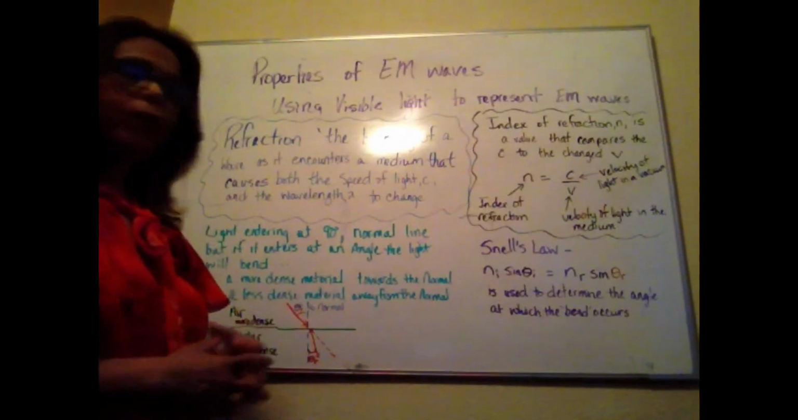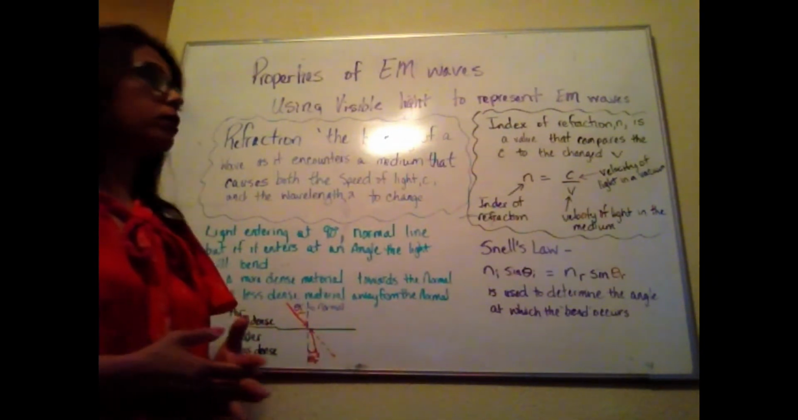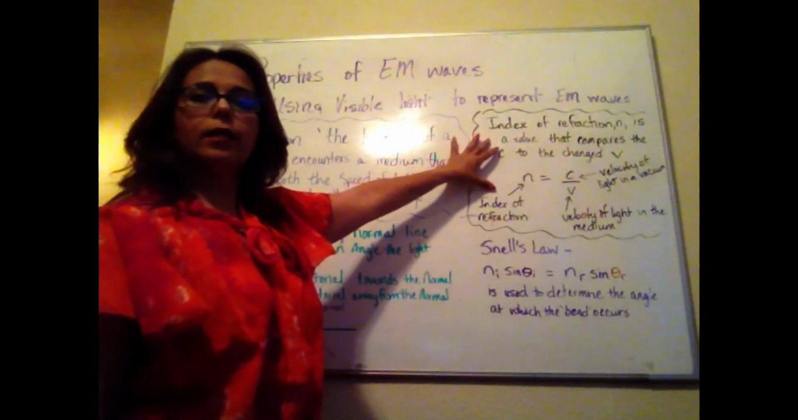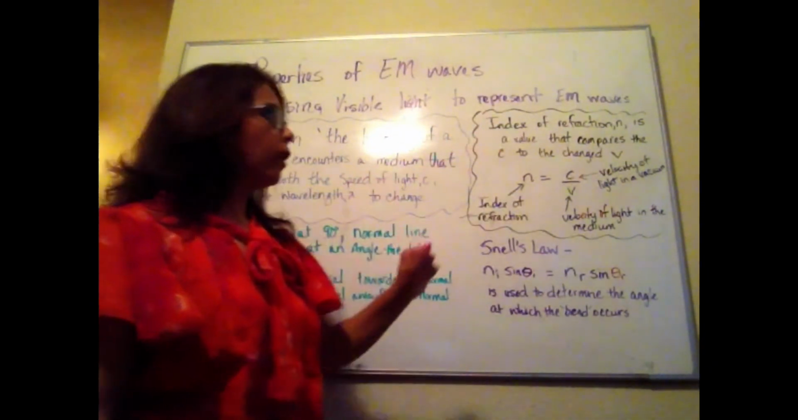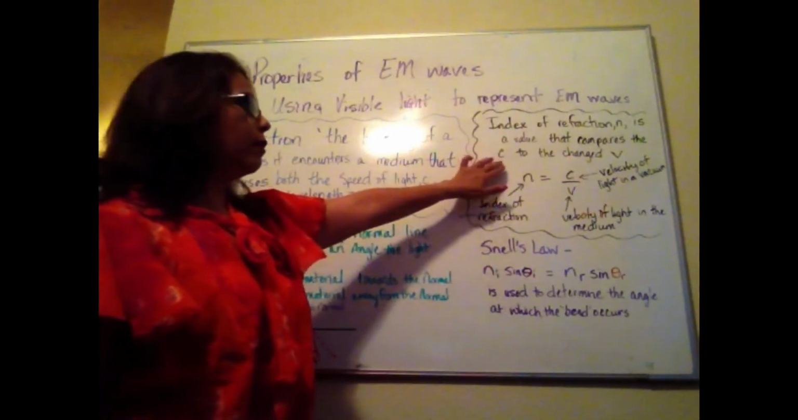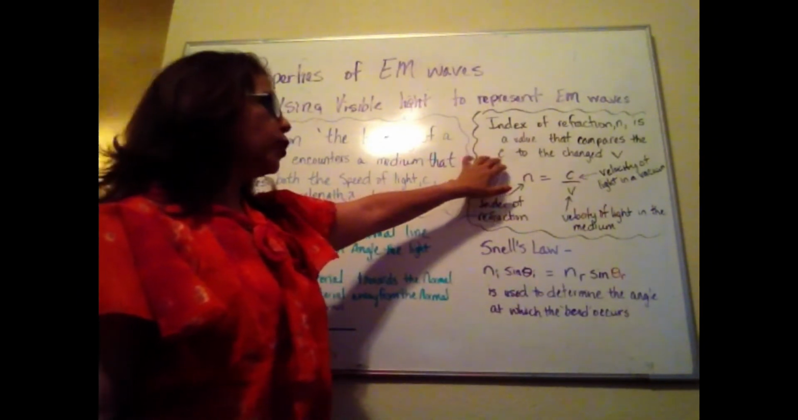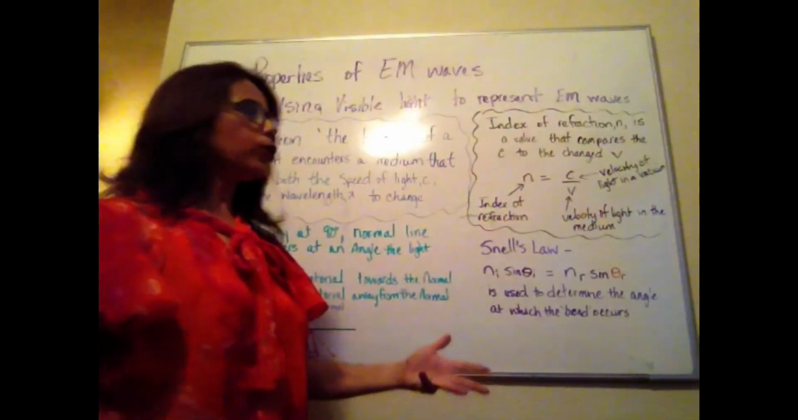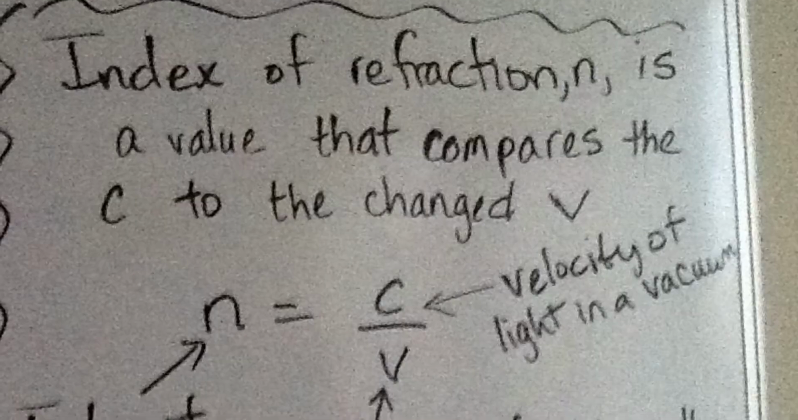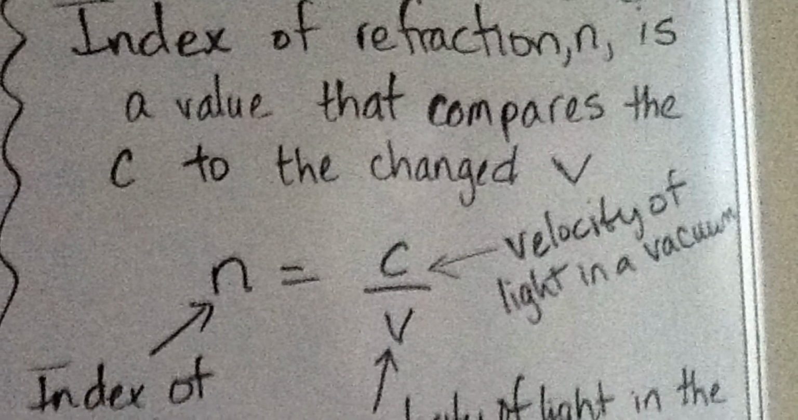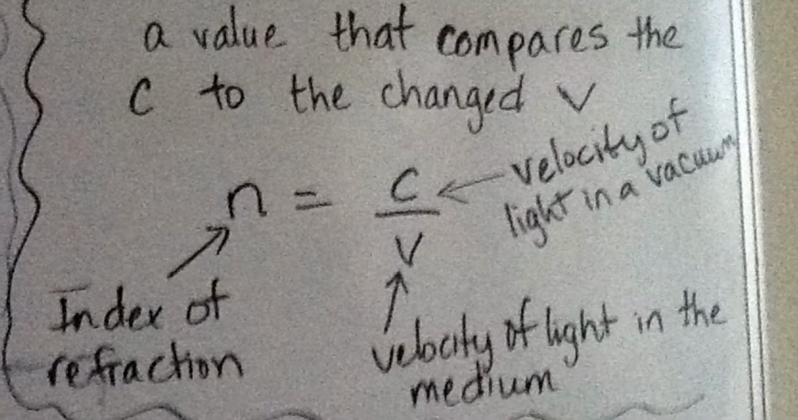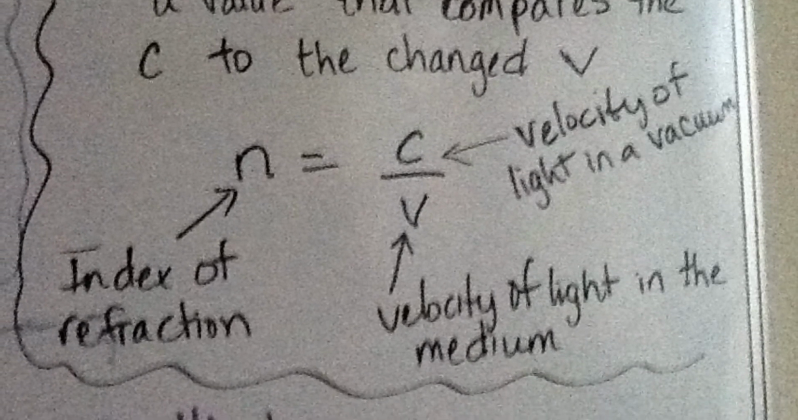Now, we have two ways of calculating this refraction gradient. The first thing we look at is the index of refraction. The index of refraction is a value that compares the speed of light, or c, to the changed speed of light. It's a ratio between the two. So n is the symbol we use for the index of refraction. c is our velocity, or the speed of light. And v is the velocity at which it changes as it's going through a new medium.